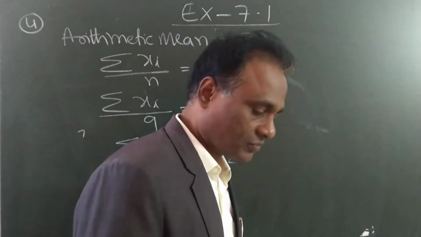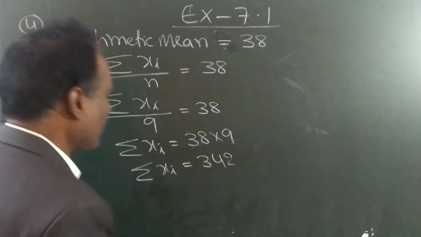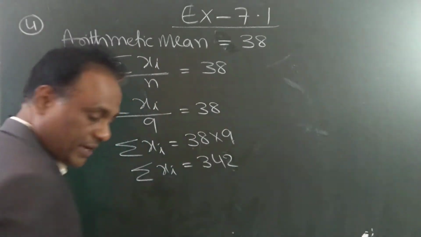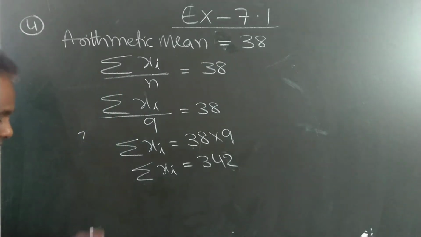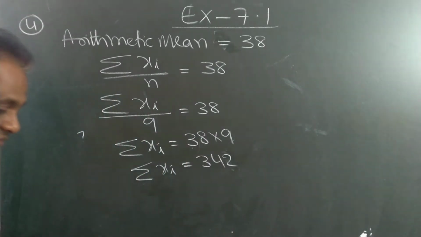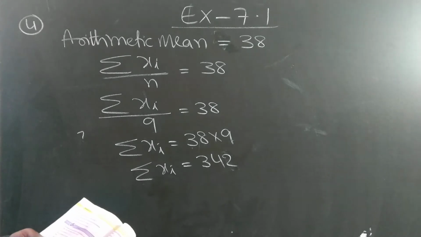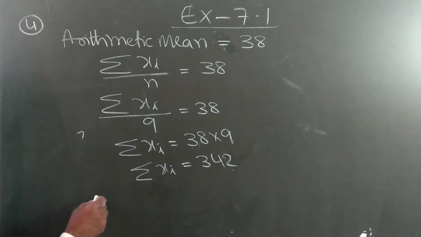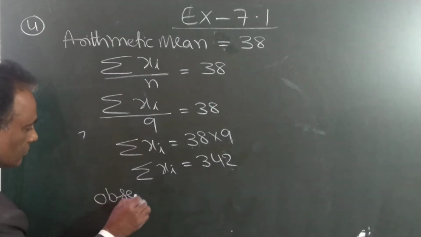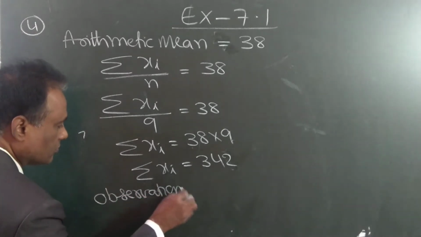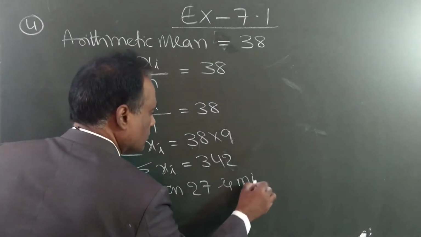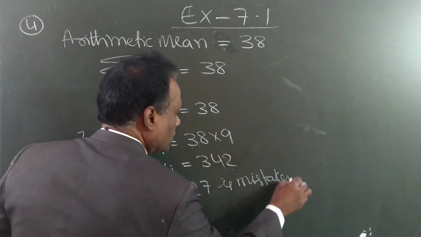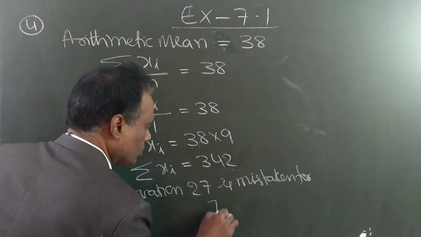See here. After getting the sum 342, what happened? We noticed, see here, what mistake we made: an observation 27 is mistaken for 72.